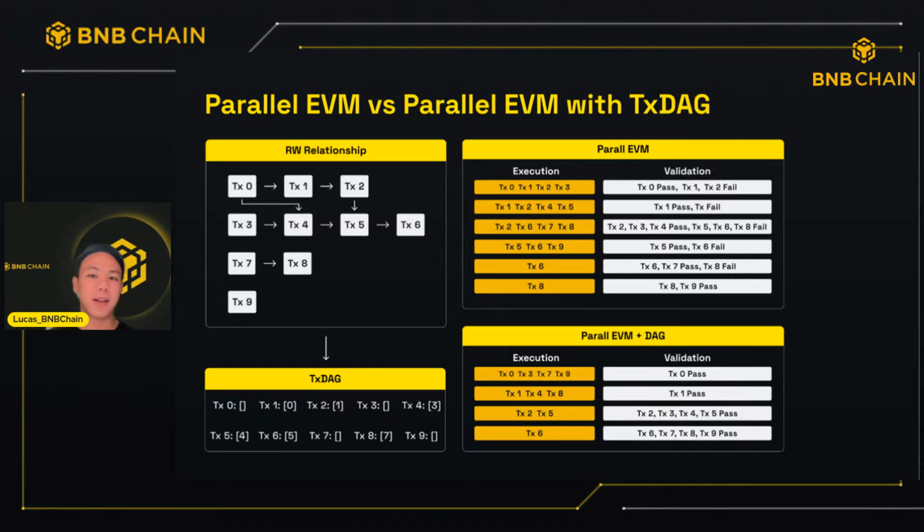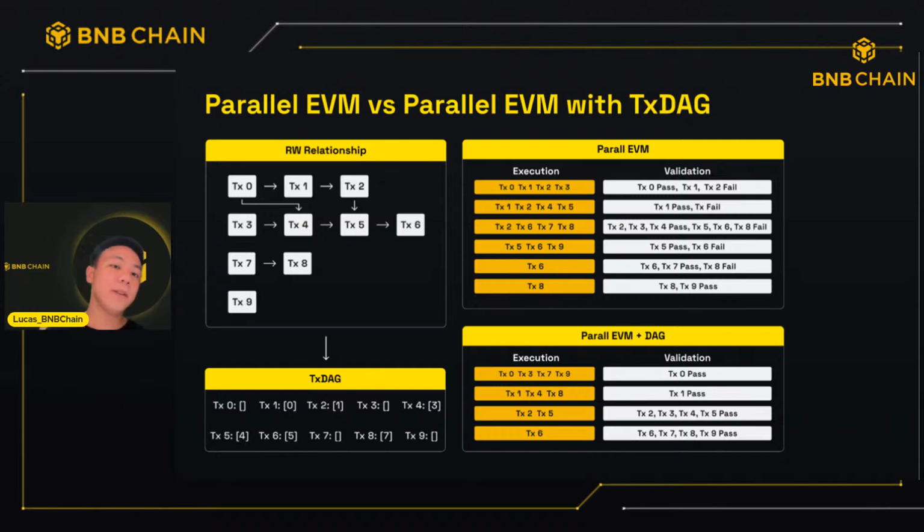With a parallel EVM that doesn't use our transaction DAG, this is how it will look. On the top right table, you will see transactions 0, 1, 2, 3 sent for execution in parallel. The validation will show that transaction 0 passed. However, transactions 1 and 2 would fail because they depend on transactions 0 and 1 respectively. Then transactions 1 and 2 will be replayed together with transactions 4 and 5, and you'll see that transaction 1 passes and all other transactions fail. So this leads to multiple failures and conflict detection.